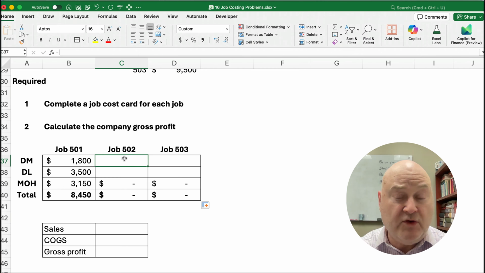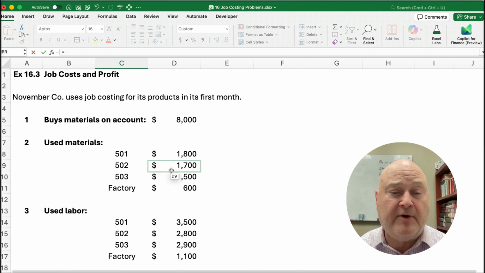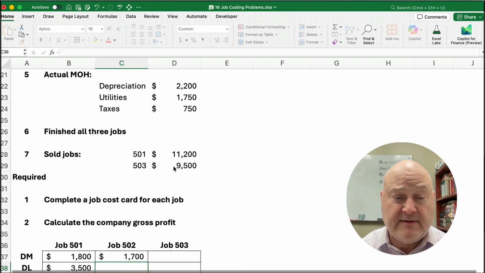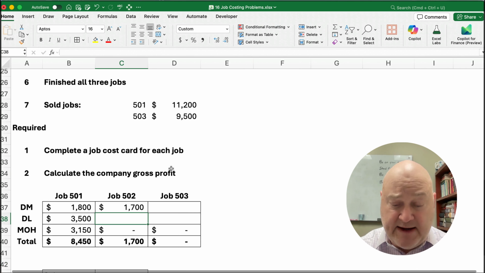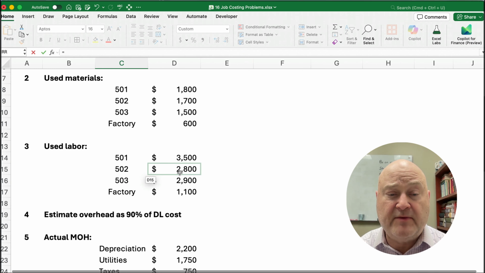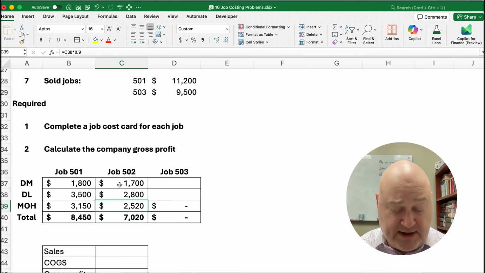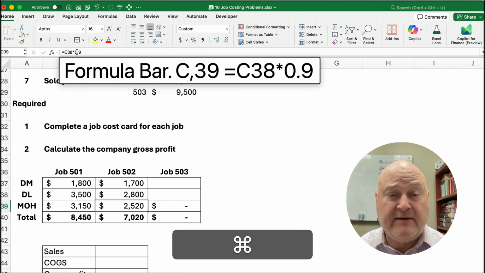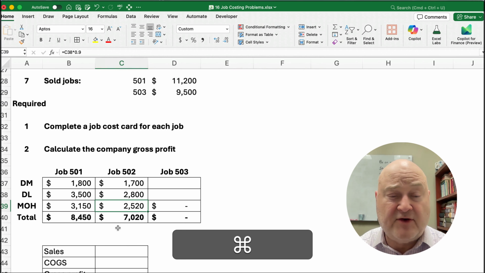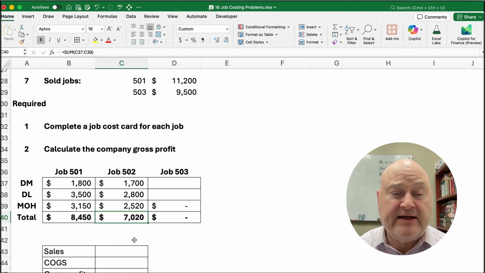For job 502, what is our direct materials? Well, we keep up with everything by job cost number, so that's $1,700. And then what about direct labor? For job 502, it's going to be the $2,800. And then we'll take 2,800 times 90%. You can see that I built the formula here. The preceding 2,800 will give us 2,520. And we're going to end up with a total of $7,020.